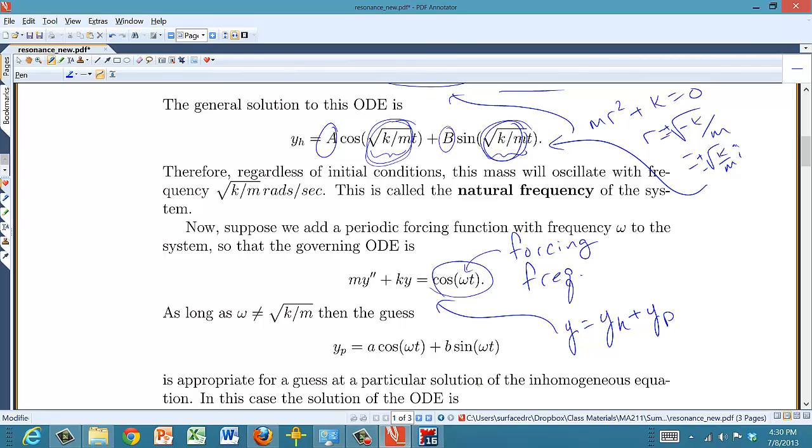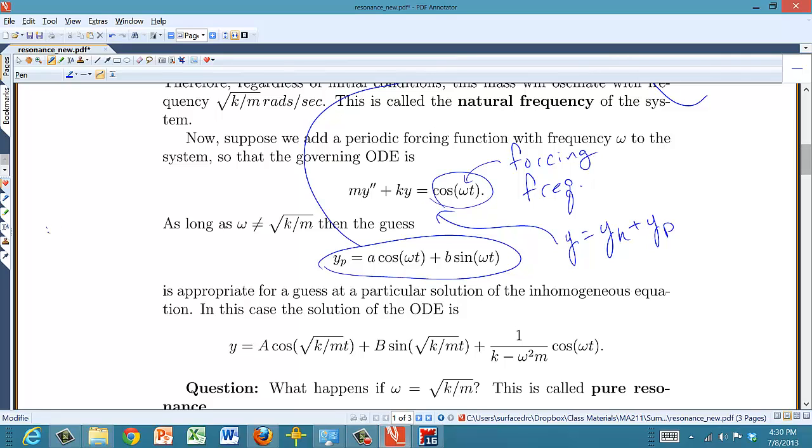And that's a perfectly fine guess, unless, remember, unless your guess accidentally solves the homogeneous equation. So this works unless this is accidentally in this form, right? So unless omega is equal to square root k over m, then this is a perfectly fine guess at the form of a particular solution. And if omega, your forcing frequency, is not the natural frequency, then you do indeed have a solution in this form.